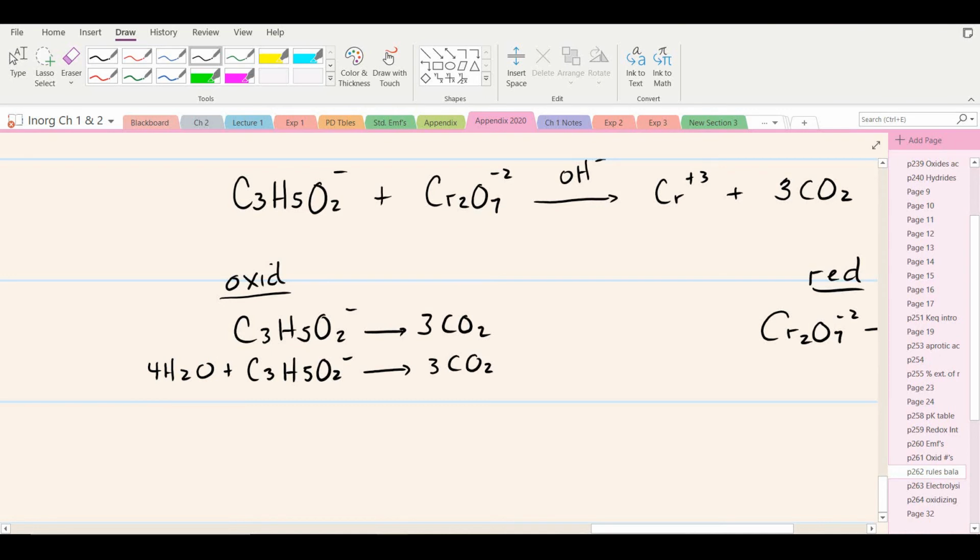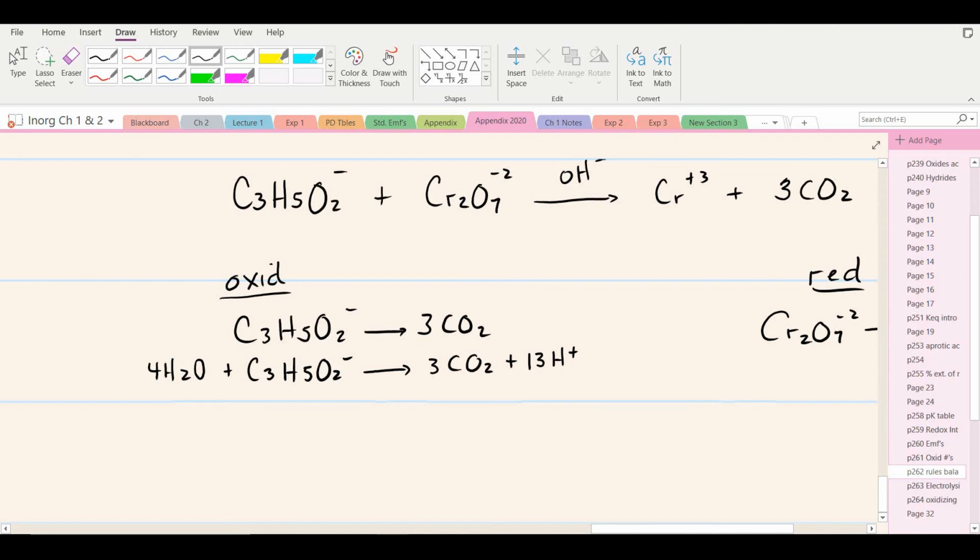Next we're going to balance the hydrogen by adding H+. I now have 8 plus 5 is 13 on the left. Looks like I need 13 H+ on the right. We'll fix the fact that it's in basic solution later.